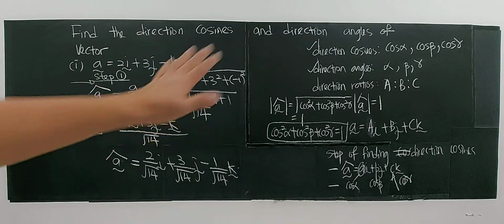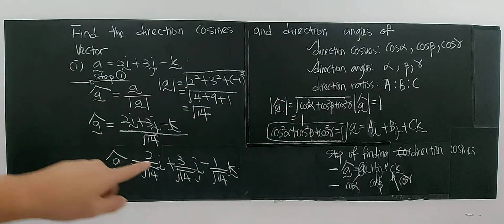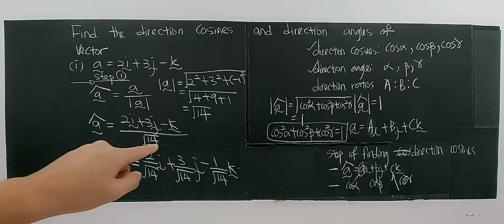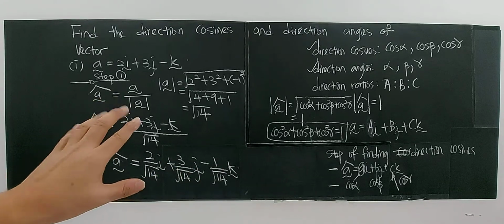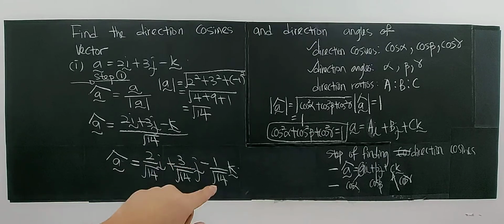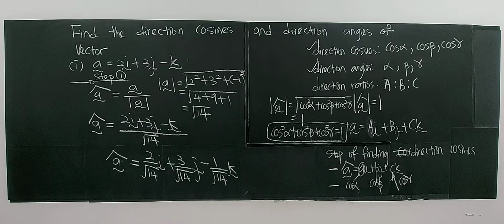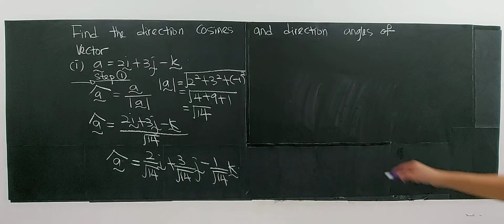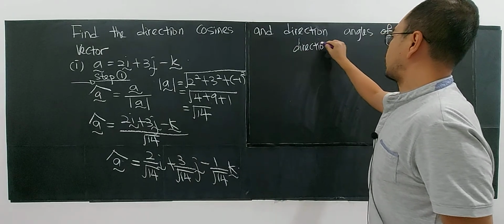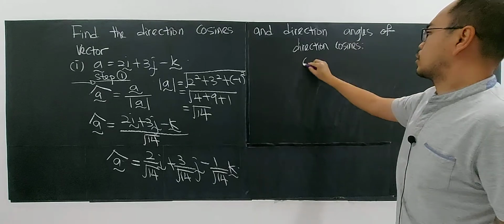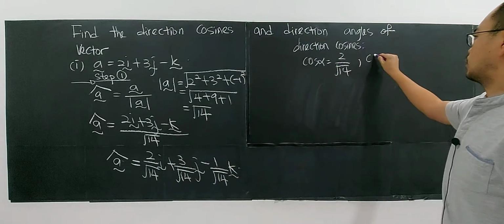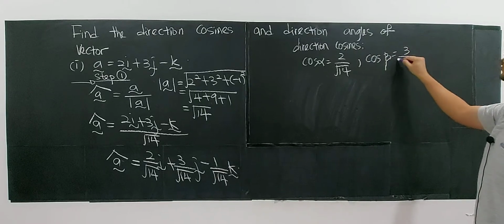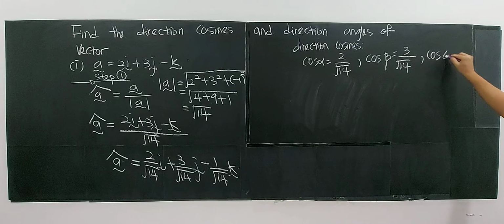Now, I have already told you that after finding the unit vector, the coefficients will be your cos alpha, your direction cosine. So the direction cosine for this vector will be: cos alpha is 2 over the square root of 14, cos beta is 3 over the square root of 14, and cos gamma is -1 over the square root of 14. So this is the direction cosine.